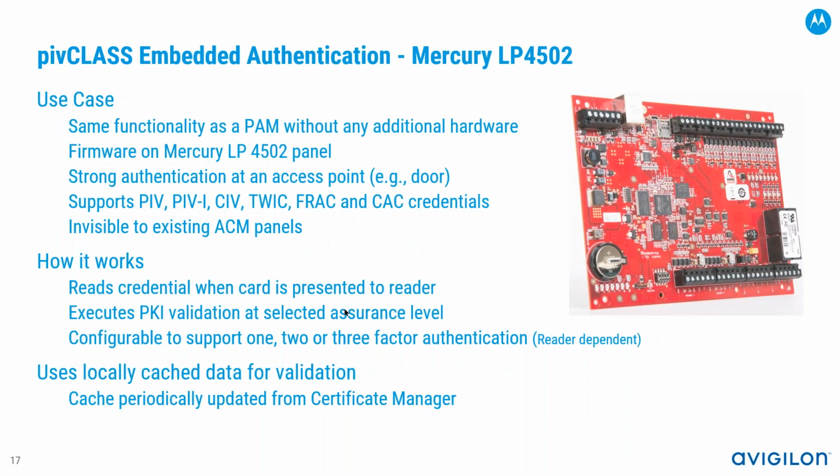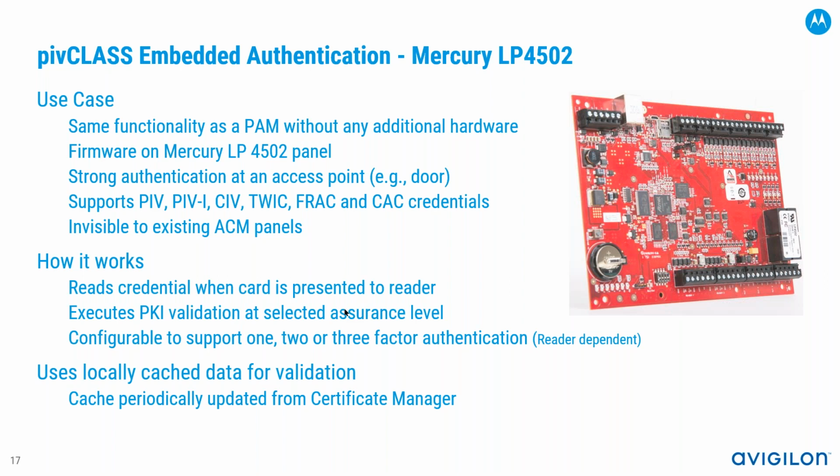All right. This is the other option. So we talked about the PAM, the module that you would utilize because I already have an access control system in place. Now, if I'm installing a new access control and I'm going to add everything in there, then the better option is the LP4502. This is a Mercury controller that has the PAM already built in, embedded in the board. So it makes it a lot easier. All you have to do is wire the readers directly into this board. Once again, same process here, 2 readers per board.